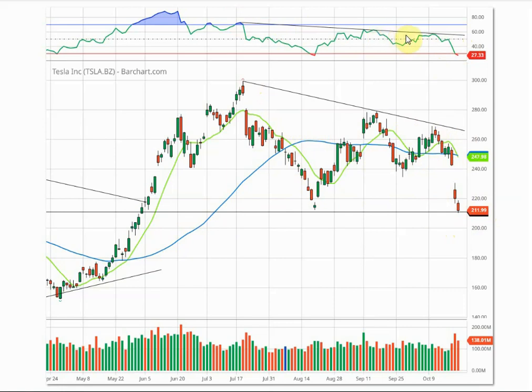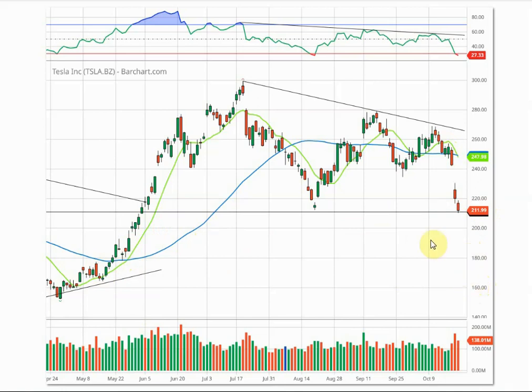The RSI bounced off resistance a couple of times. We're now at 27, negative territory. So nothing good here. Again, it has to find some kind of support for it to hold. What's below this? Well, not a whole lot. We've got maybe the 180 level, maybe 160 after that.